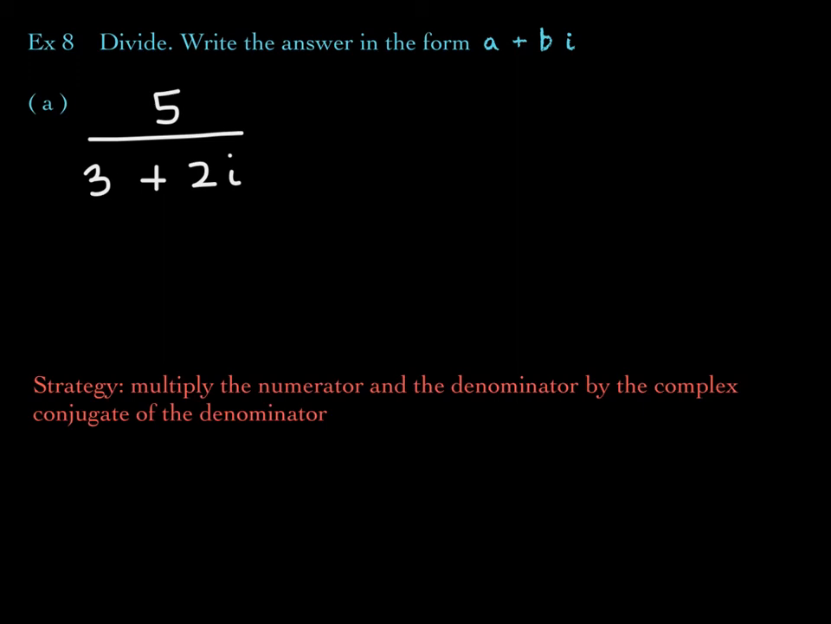All right, the complex conjugate of 3 plus 2i is 3 minus 2i. Now we must multiply the numerator and the denominator by the same expression so that you're really multiplying by 1. And whenever you multiply an expression by 1, you're not changing its value. All right, so let's go for this, everybody. Let's do this.